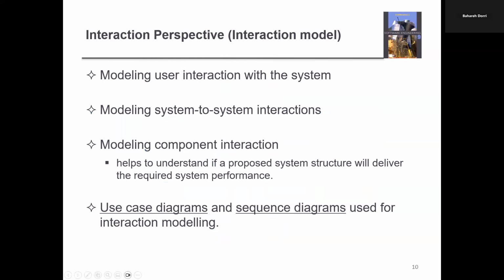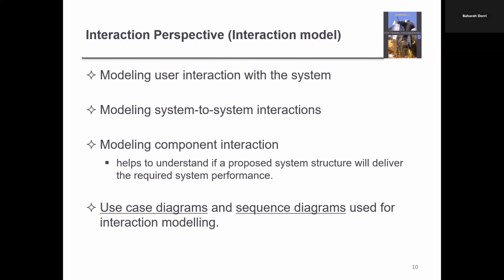Now let's talk about interaction modeling, which is a key part of understanding how a system communicates both internally and externally. There are a few different levels we want to think about here. First, we have user interaction with the system. This is all about how users like doctors, receptionists, or even patients engage with the interface or features. What actions are they taking? What feedback do they expect? Use case diagrams are specifically helpful here.